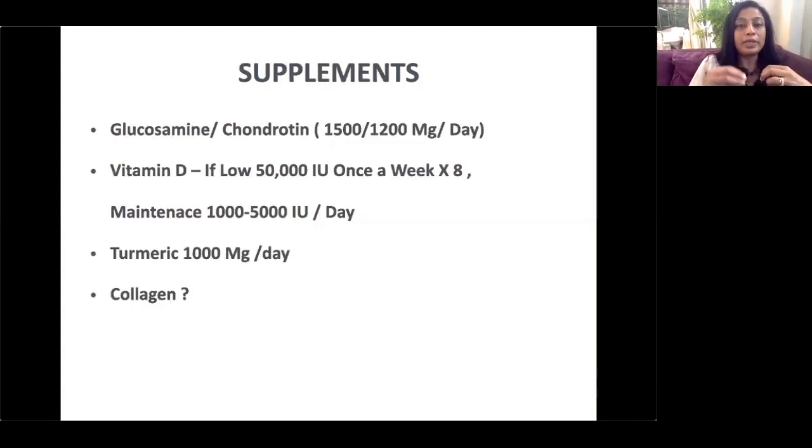Supplements such as glucosamine and chondroitin are really important. You can take 1,200 to 1,500 milligrams per day, a combination of both of them. They're made from the shells of shellfish, but vegetarian options are available.